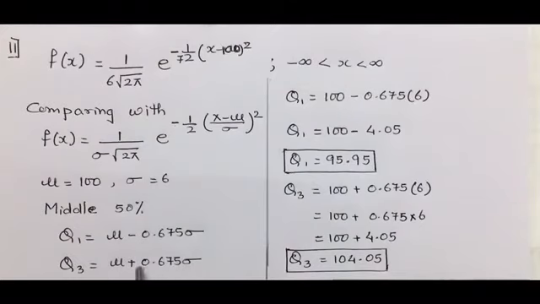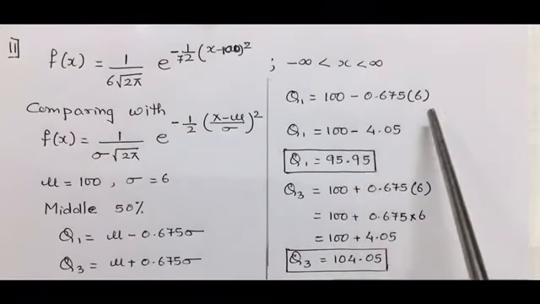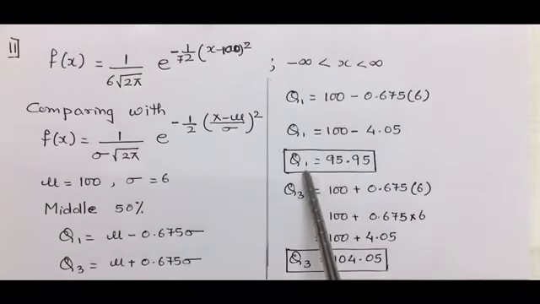Now keeping the value of mu and sigma in this formula and calculating it, we get Q1 as 95.95 and Q3 also, if we substitute and calculate, the value of Q3 is 104.05. So this is how the 11th one is being calculated. Middle 50% observation means the value of Q1 and Q3.